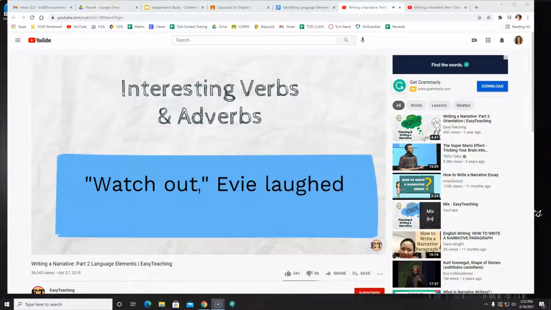We can also consider modifying the meaning of verbs by adding an adverb. How did she laugh? Playfully, cheekily, quietly, rudely. Using descriptive verbs and adverbs is important because they allow the writer to tell a better, more entertaining story.